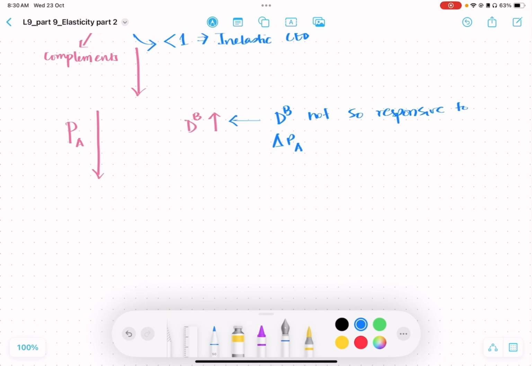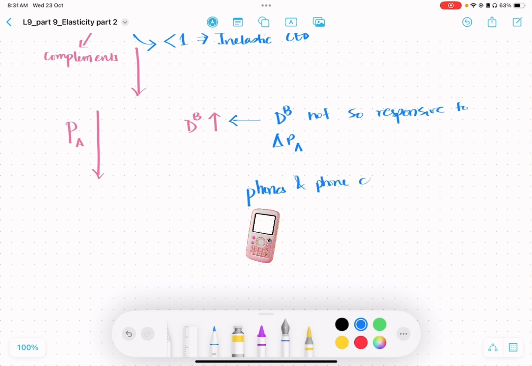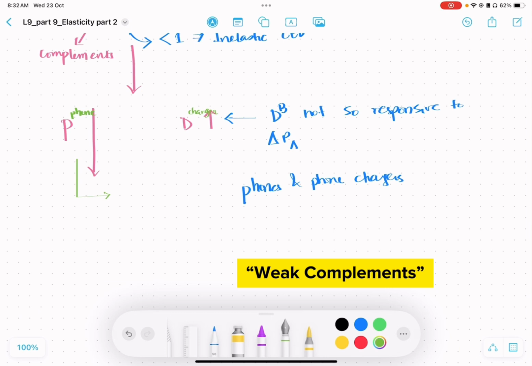Okay, can you think of an example for such a good? Well, one example could be phones and phone chargers. And now you know that a lot of phones don't even include the chargers with the phone when they sell it, right? And that sort of reflects that they are complements, but not so jointly consumed. So let's actually see it with an arrow diagram.